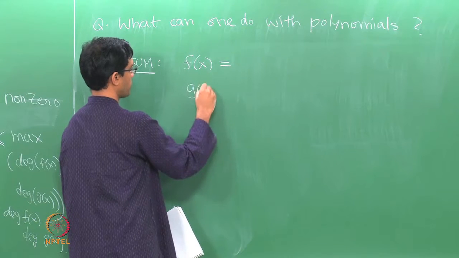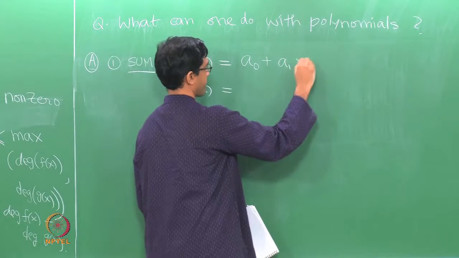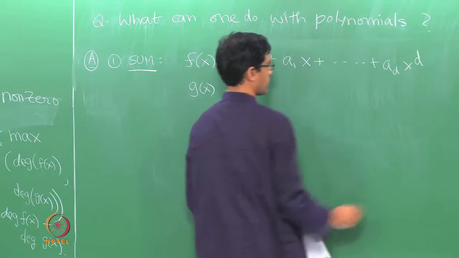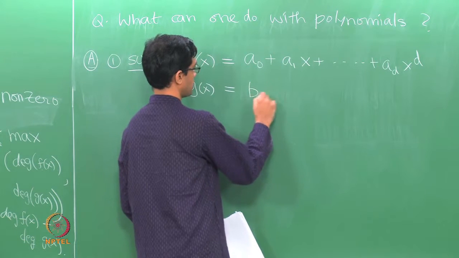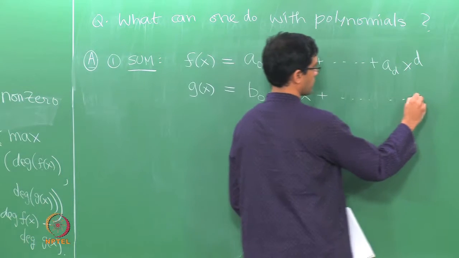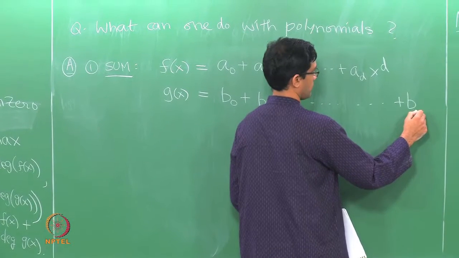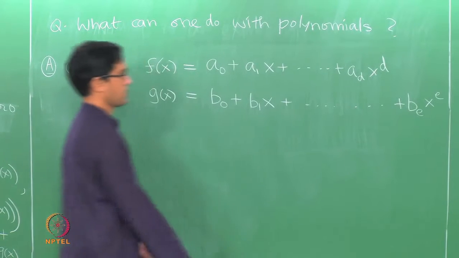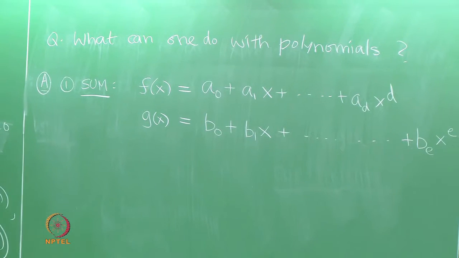Suppose I have two polynomials f of x and g of x. With the assumption that a_d is not 0, and I have another polynomial, let us say b0 plus, and it could have a different degree. So let us call that degree something else. I will call it, let us say, b_e x to the power e. So d is the degree of the top polynomial, e is the degree of the second polynomial.